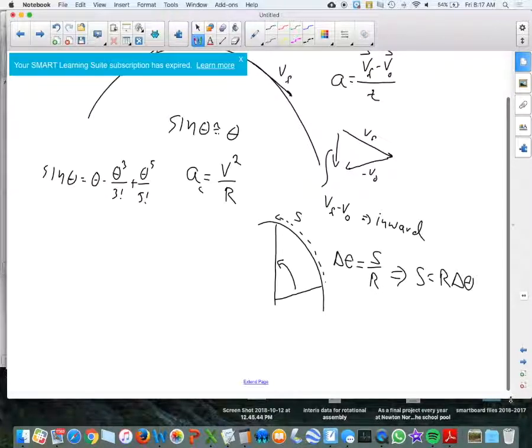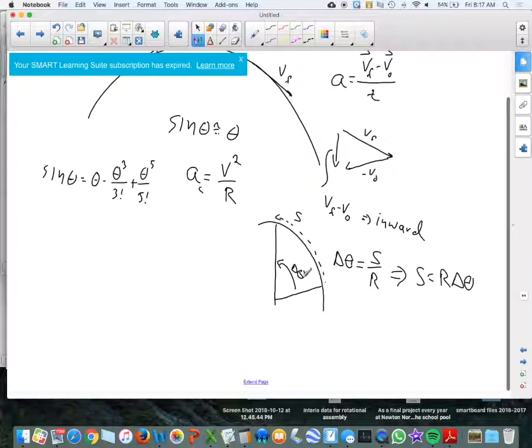S is the arc length. S is the length of that arc. Delta theta is this angle right here.